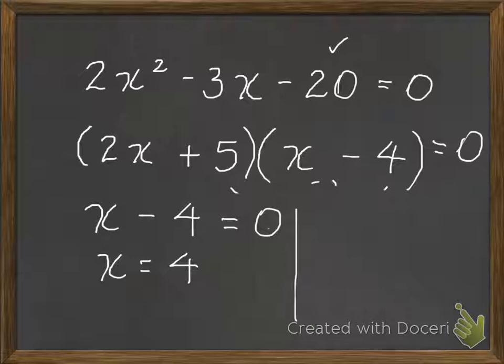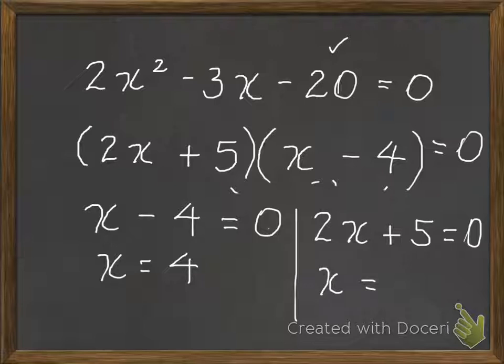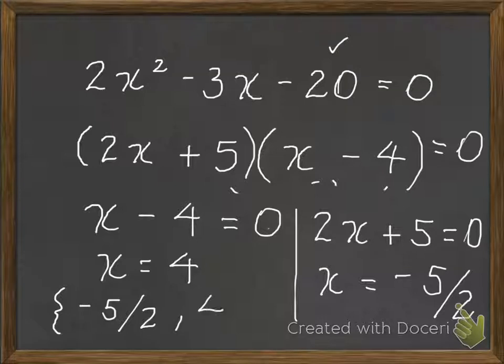The other solution you get by going 2x + 5 equals 0 and solving for x there. And when you solve for x here, you get x equals minus 5 over 2. So your complete solution is minus 5 over 2 and 4. Okay, so a quadratic equation is always going to have two solutions.